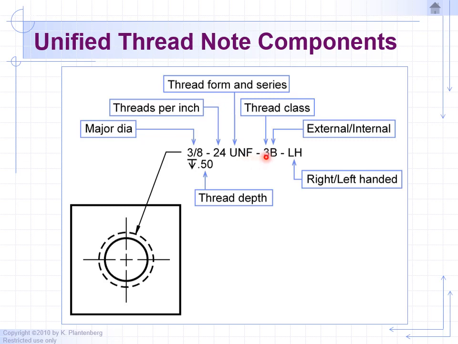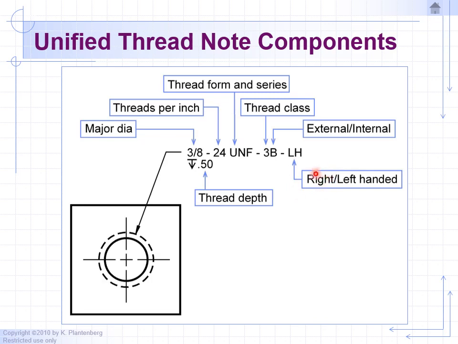Okay, now let's look at thread class. So we have a class of 1, 2, and 3, 3 being the best with tighter tolerances, more accuracy. And the type of thread, is it external or internal? External on a shaft, and that would be A, and internal would be B. So this is an internal thread inside of a block. And finally, we have to state what direction the thread's going, right-handed or left-handed.